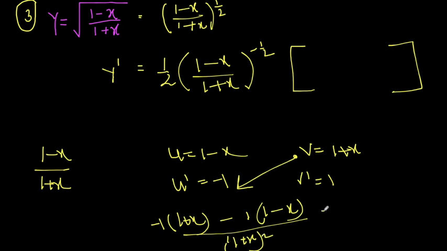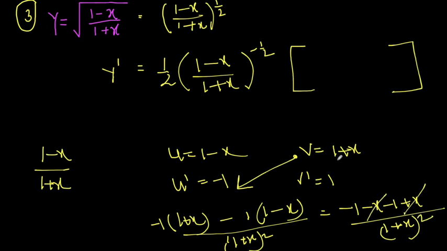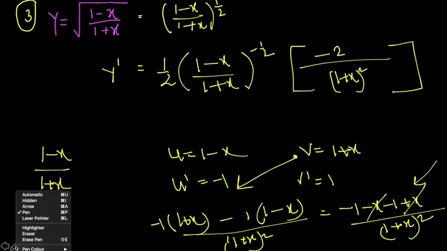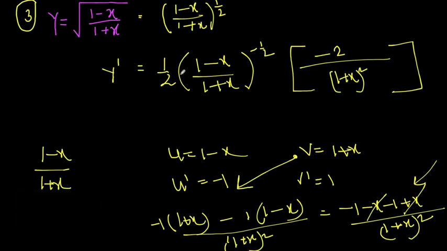Okay, now if we'll try to simplify, let's do that. Minus 1 minus x minus 1 plus x over 1 plus x whole square, and you will see that this and this cancel out, and what you will get here is minus 2 over 1 plus x whole square. Okay, now we need to simplify a little bit if we can. 2 and 2 will cancel out, and this was minus half.